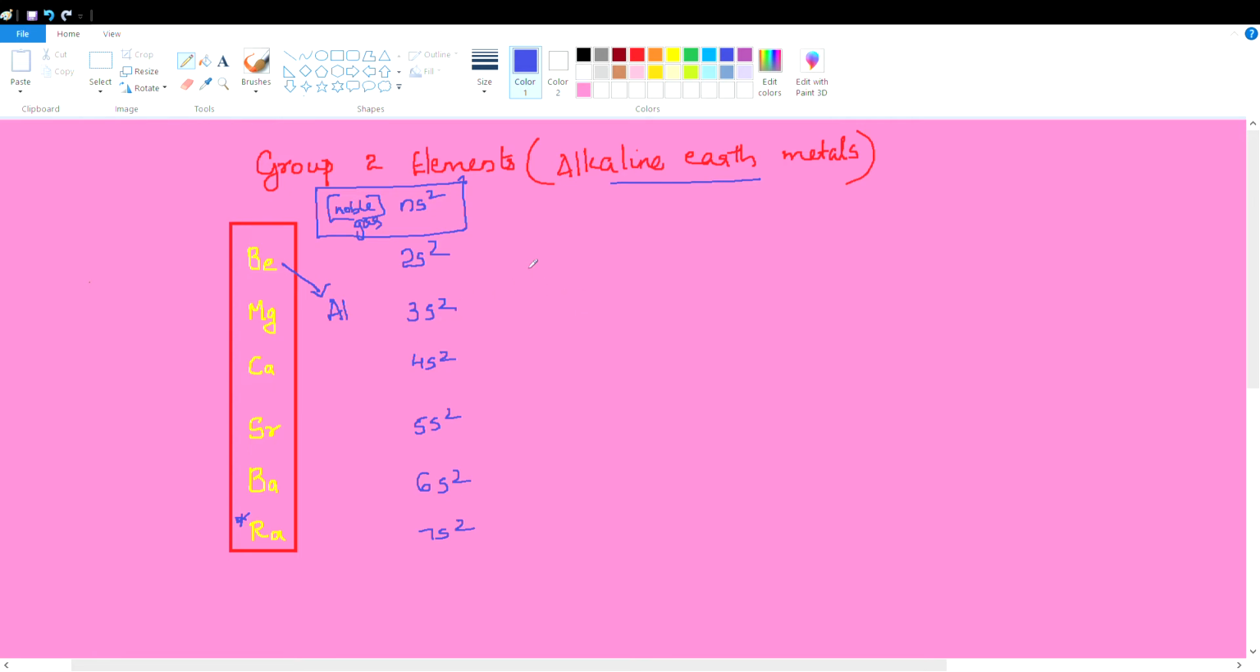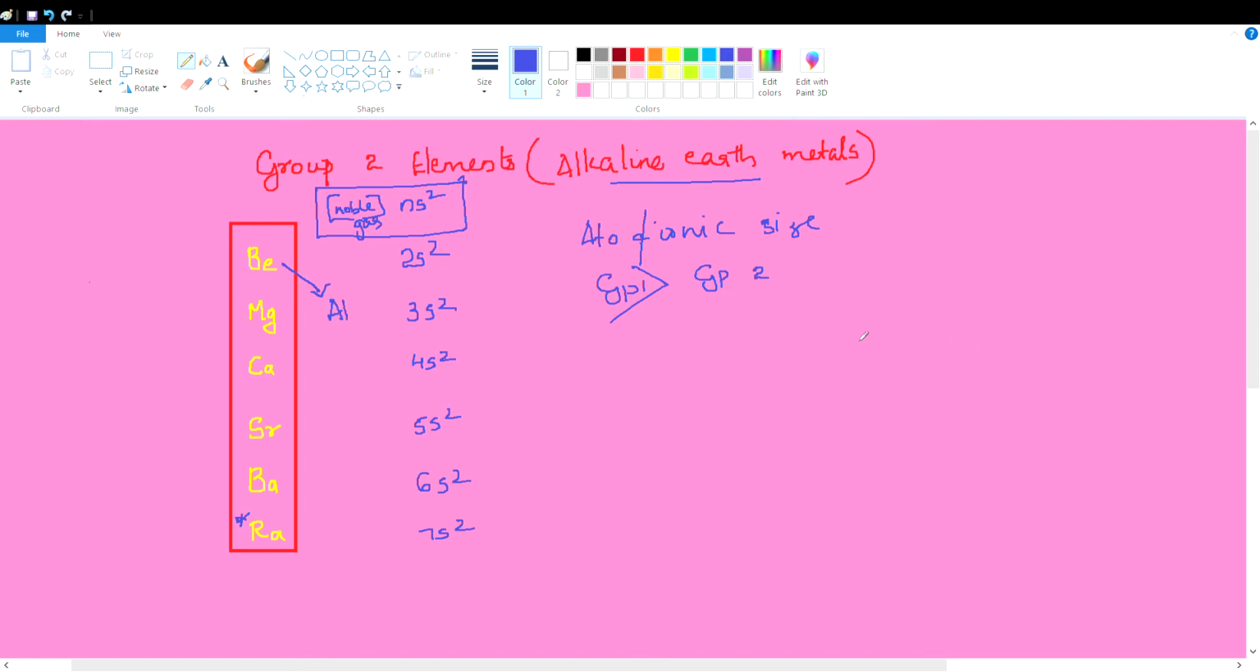Atomic and ionic size of group 2 elements. When we compare with the alkali metals, that is the size with group 1, we studied that group 1 elements have the largest size in a period. We know that from left to right along a period, atomic size decreases. So group 1 elements are larger than group 2 elements in a period.